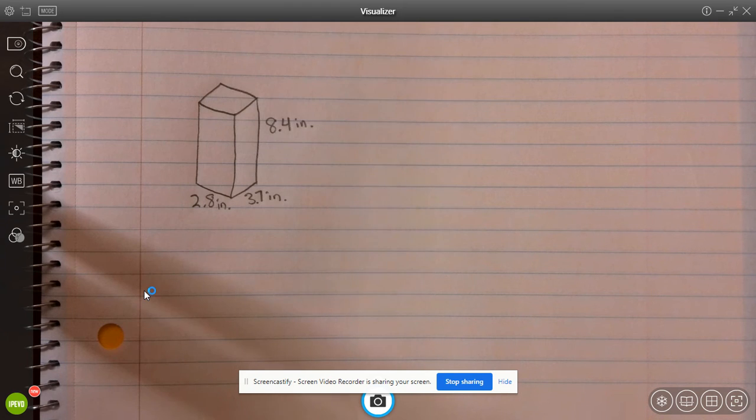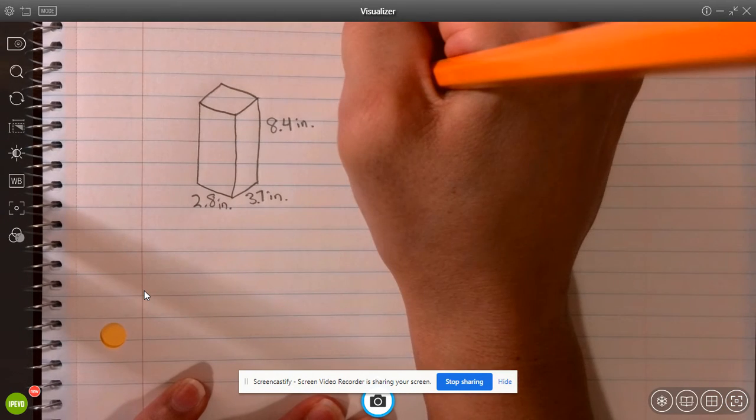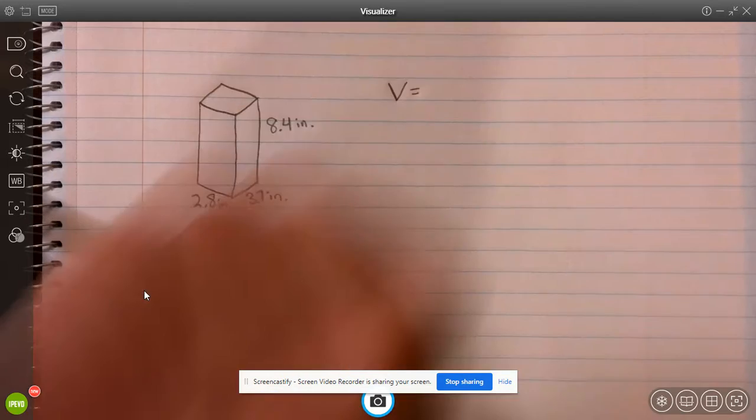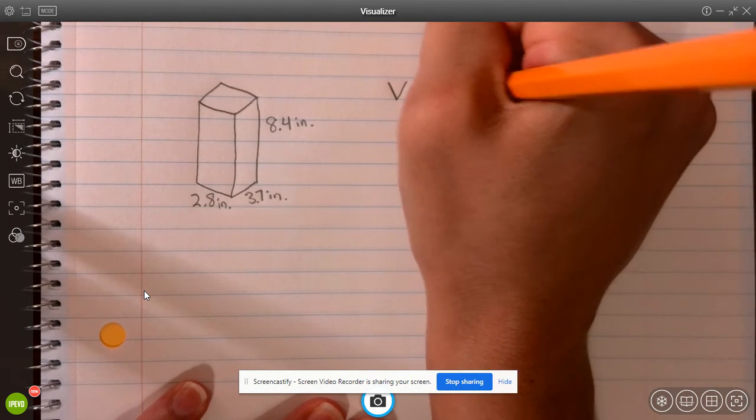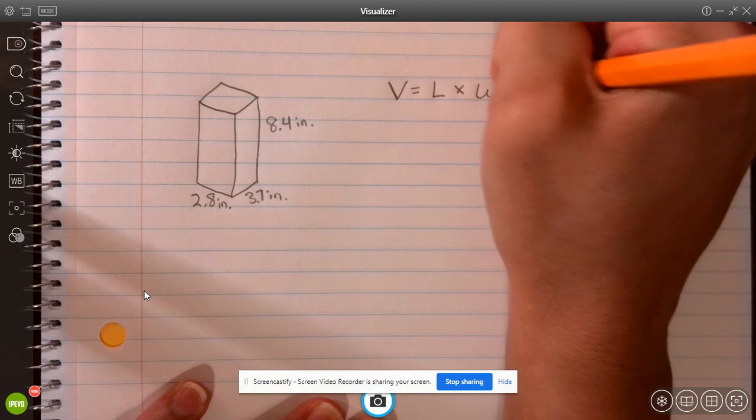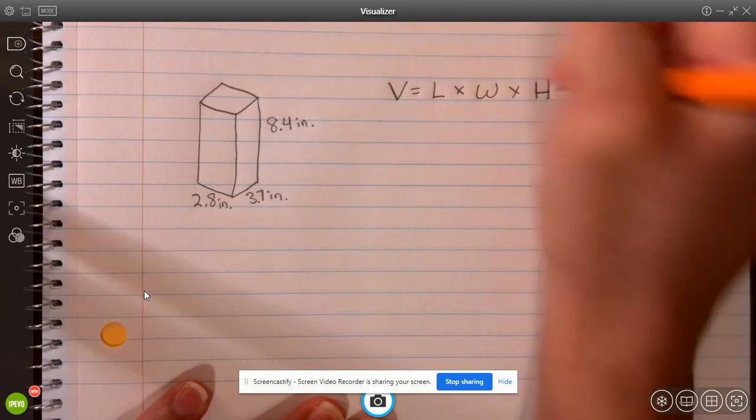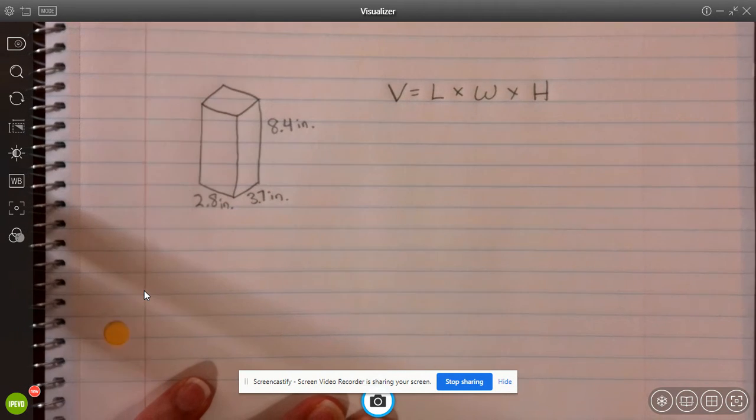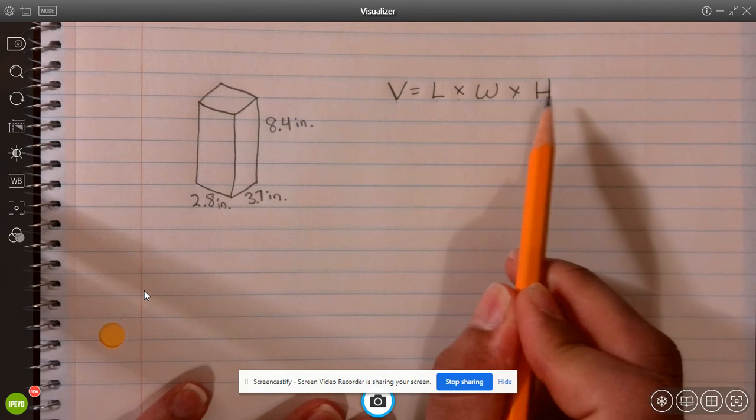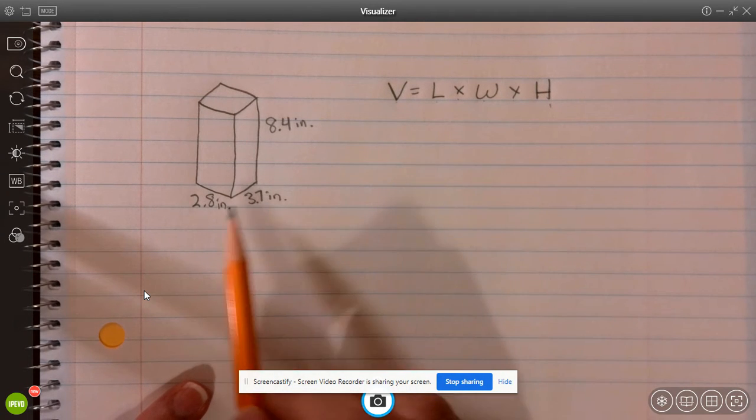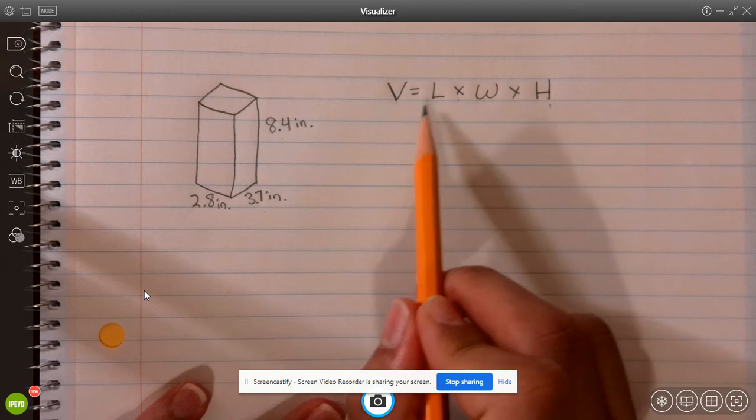Today we are going to go over volume. Can anyone remember the formula for volume? If you said volume equals length times width times height, you are correct. This is the formula for volume, length times width times height. So now I'm going to plug in these numbers to the formula.